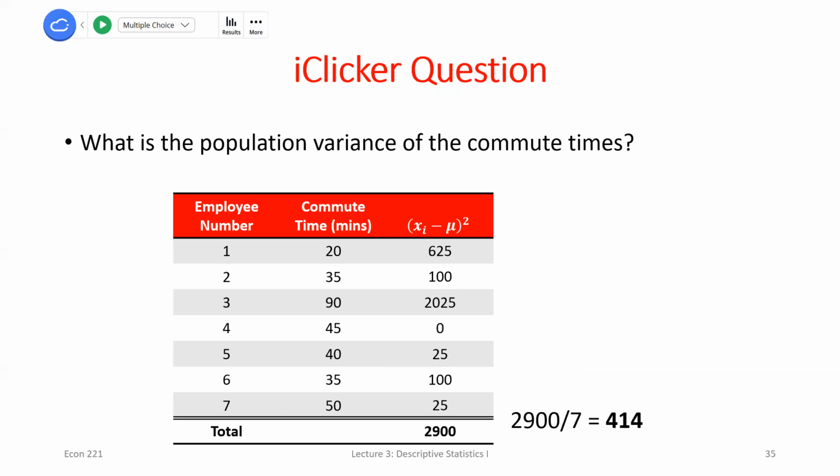So 20 minus 45, negative 25 squared is 625. 35 minus 45, negative 10 squared of 100. We're going to continue to do that for every single observation. I then have my deviation squared for every observation.